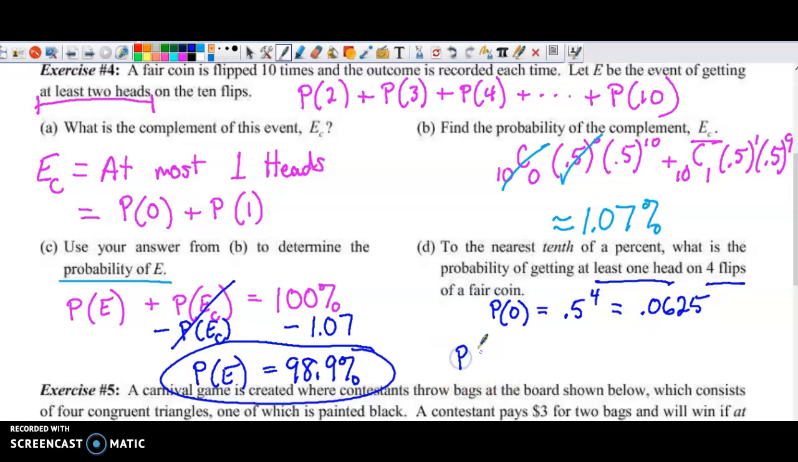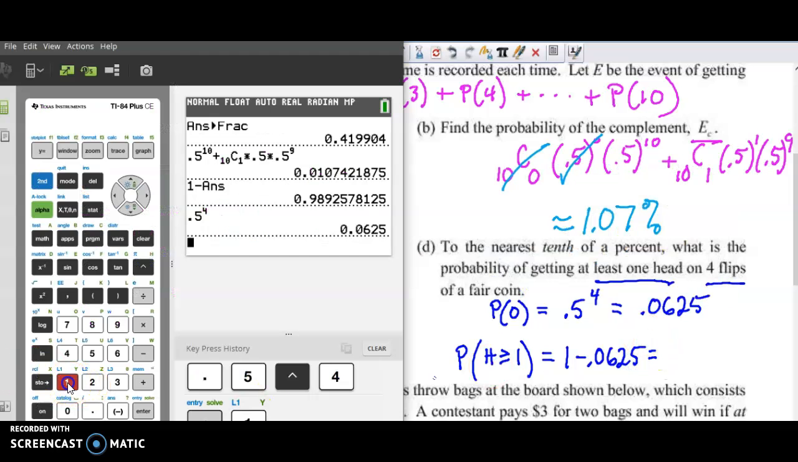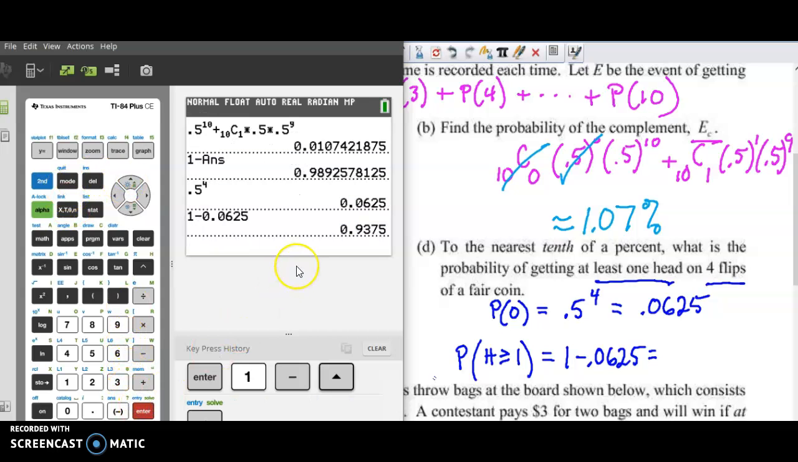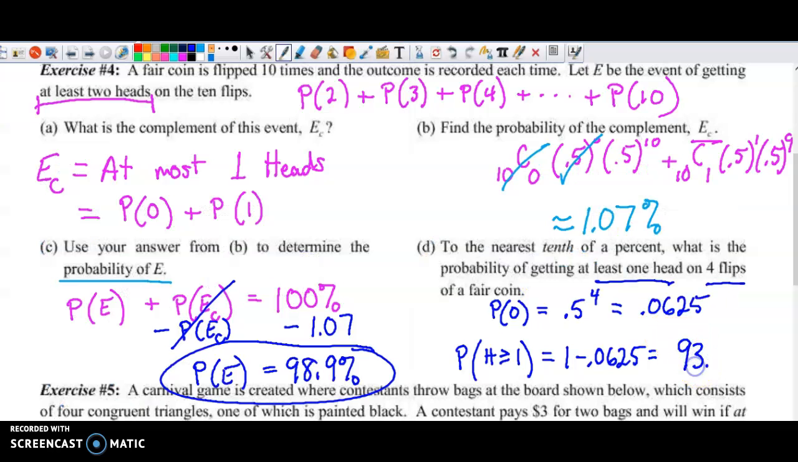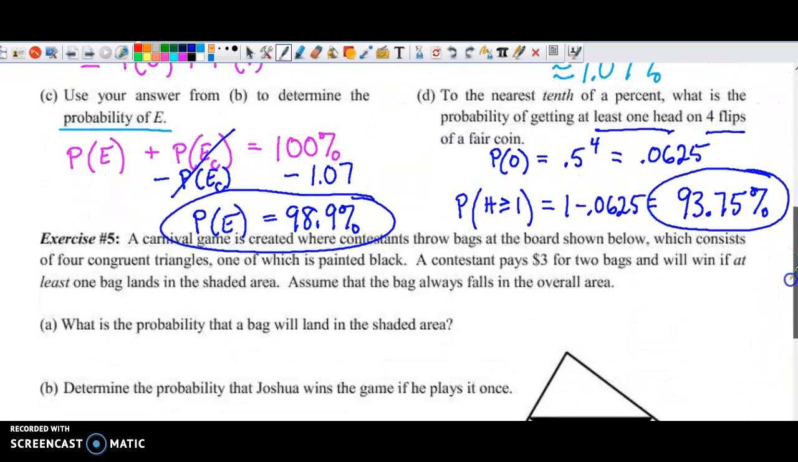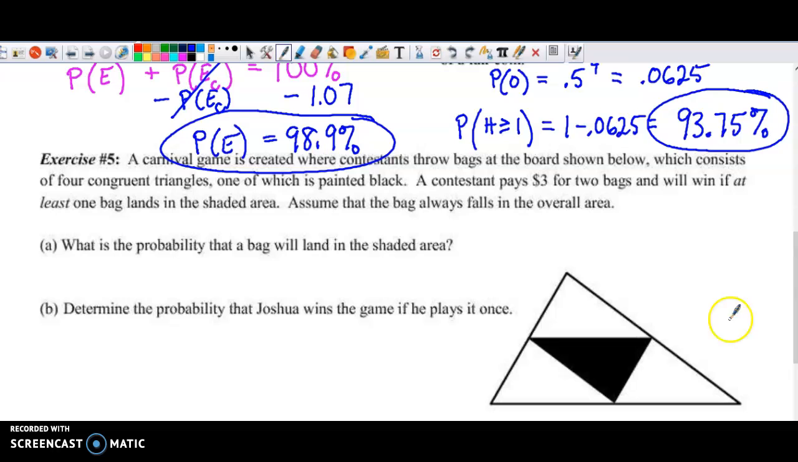So the probability of heads being greater than or equal to 1 would be 1 minus that answer. I'll just show it right here, and then I'll change it to the decimal. So it would be 93.75%. I know it says to the nearest 1/10 of a percent, but if anybody's interested in taking stats, you can just round it to wherever you feel like. 93.8 would be fine.